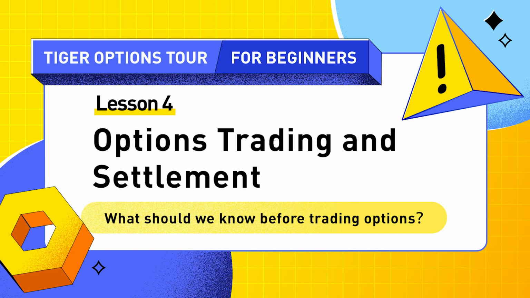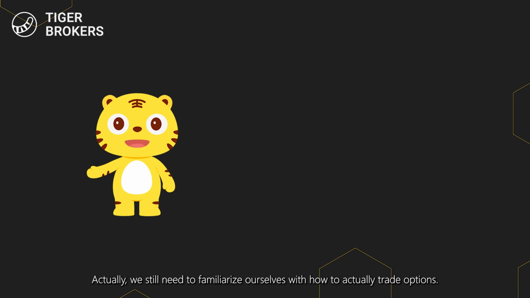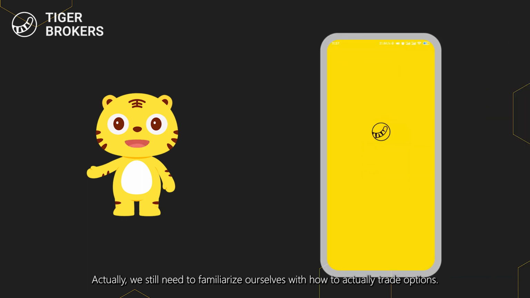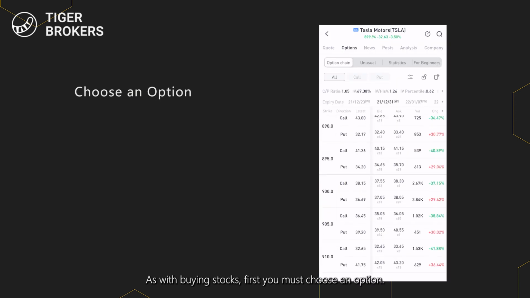Now that we have covered all the basic knowledge about options, are we ready to give it a go? Actually, we still need to familiarize ourselves with how to actually trade options. Next up, we will use the Tiger Trade app to demonstrate the key steps as well as the do's and don'ts of actual trading. As with buying stocks, first you must choose an option.